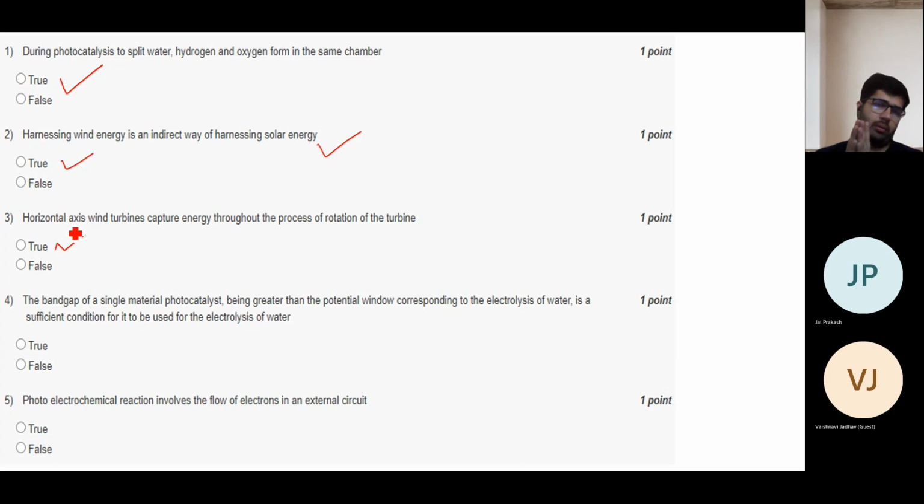Try to read the question carefully. Because it is mentioned as a sufficient condition, it means: is only this condition sufficient, or do we require other conditions also? So think from that perspective. If it is mentioned that it is a sufficient condition, it means only this condition is required and no other condition is required. So think from that perspective and then answer.